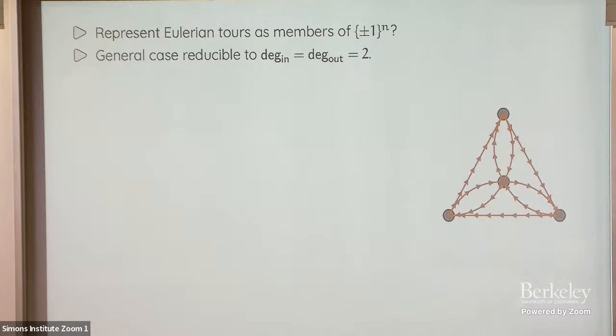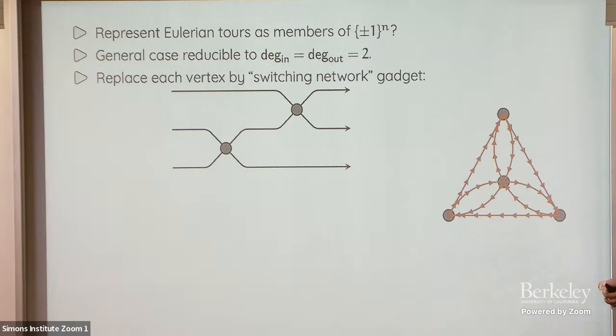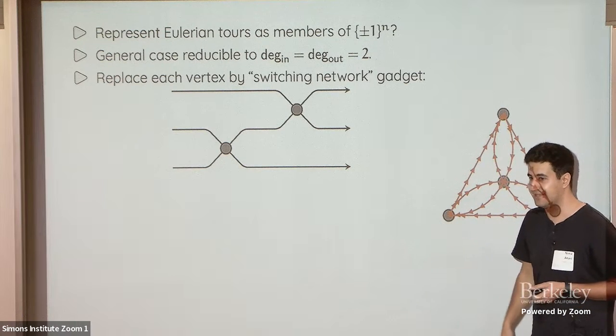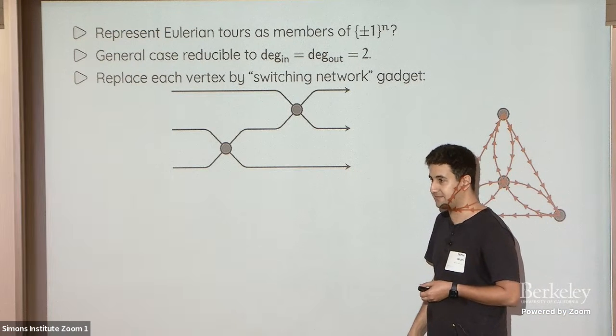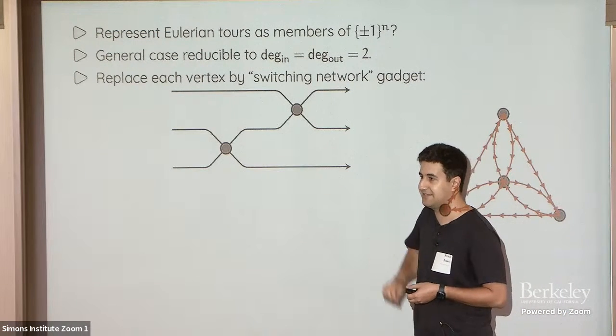So here is the trick. You can actually reduce a general Eulerian graph to one in which the in degrees and out degrees at every vertex are 2. And to do this, you need switching network gadgets. So here is what these gadgets look like. Let's say we have a vertex of degree 3. I'm going to replace it by such a gadget.